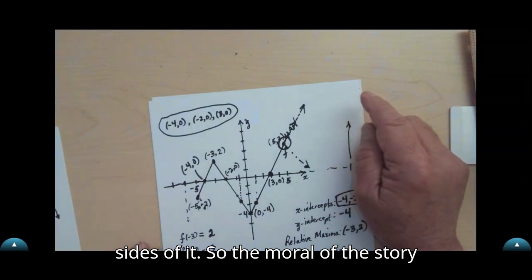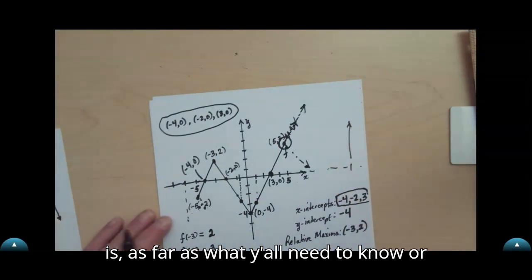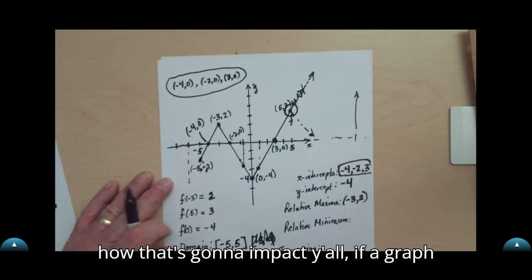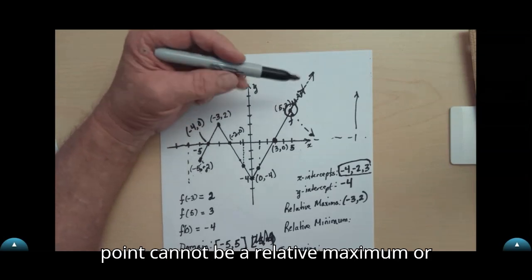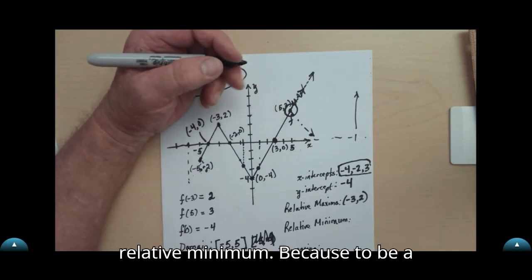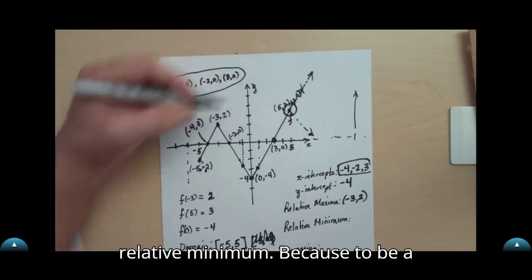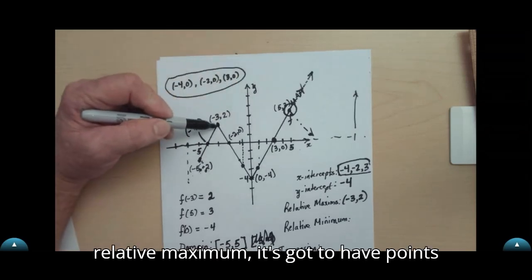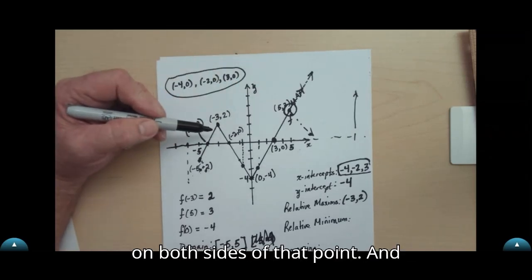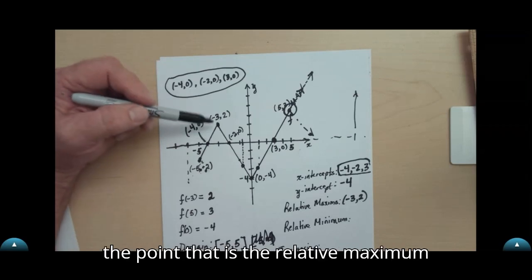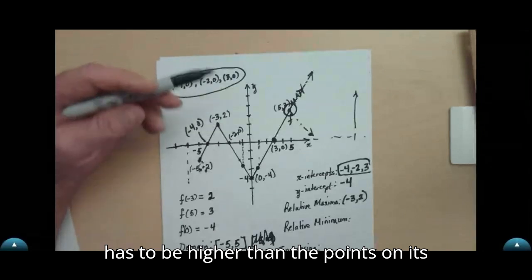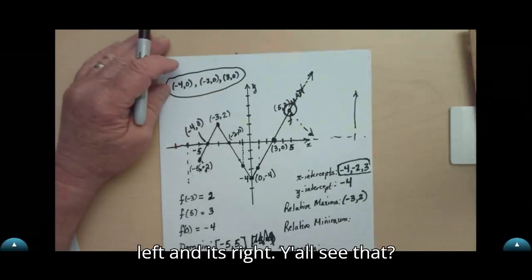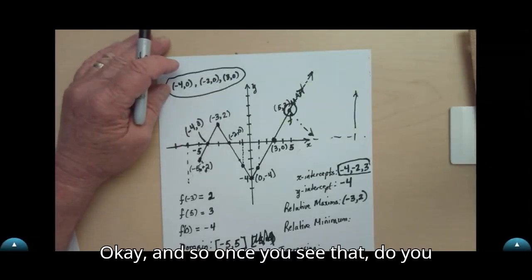So the moral of the story, as far as what y'all need to know, is that if a graph has an end point, that end point cannot be a relative maximum or relative minimum. Because to be a relative maximum, it's got to have points on both sides of that point. And the point that is the relative maximum has to be higher than the points on its left and its right. Y'all see that? Okay.